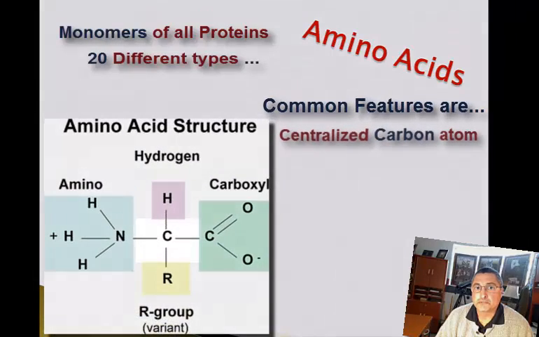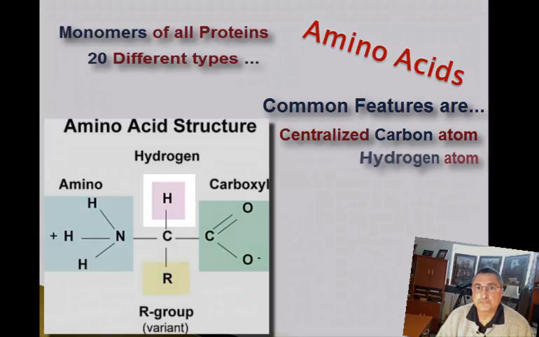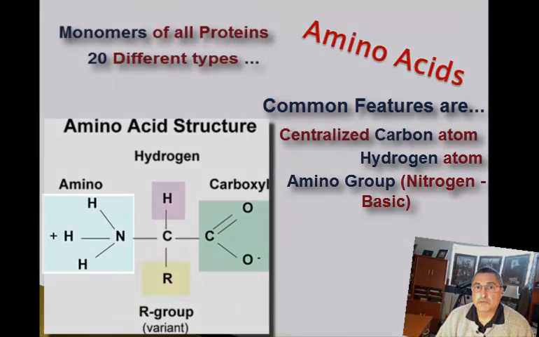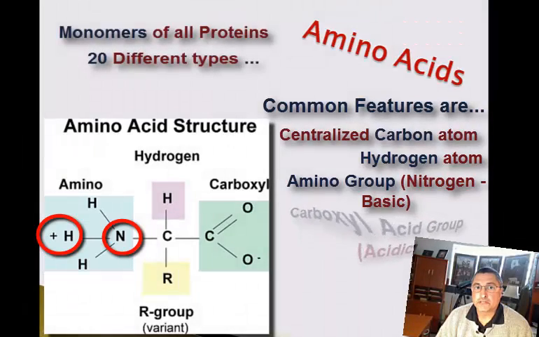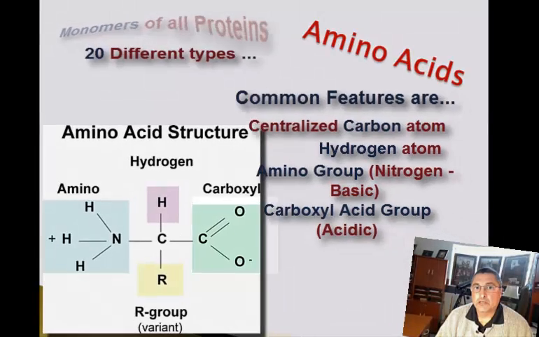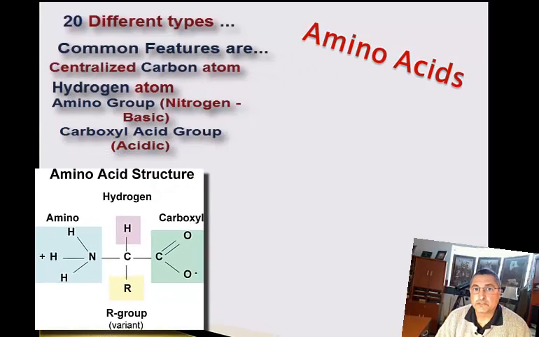First and foremost, they have a centralized carbon, sharing 4 valence electrons. Attached to that carbon are going to be 3 side groups that every amino acid has. One of those side groups is going to be hydrogen. Another one of those side groups is something we call the amino group. Now, that amino group has a nitrogen in it as well as a hydrogen. It's actually going to be basic as far as pH is concerned. And the other side group is going to be a carboxylic acid, COO negative, which is going to give us an acidic side to it. Now, each of the 20 amino acids share these 3 side groups.